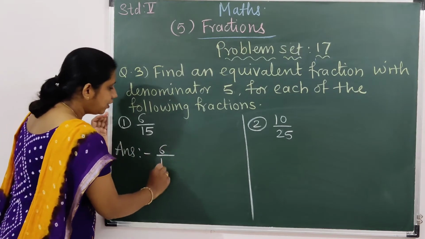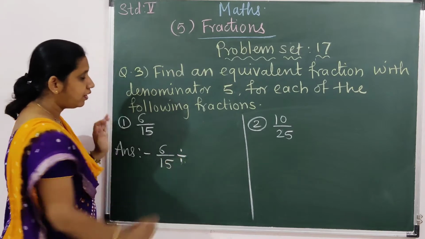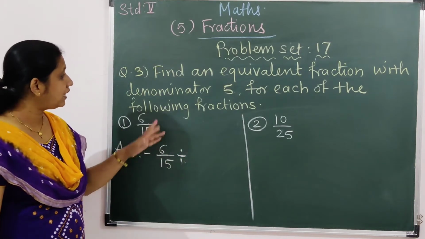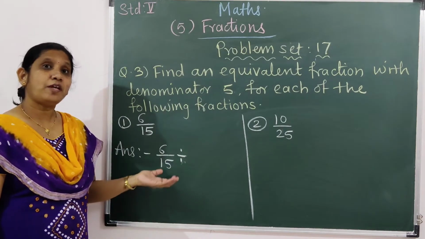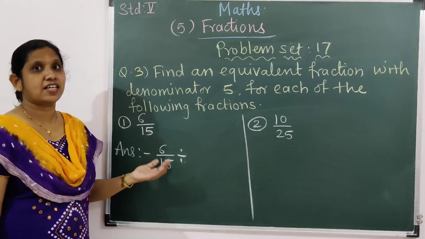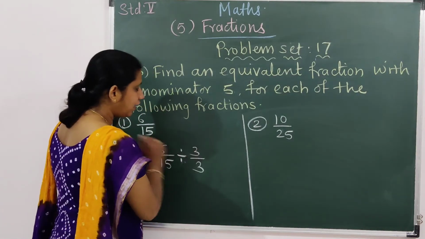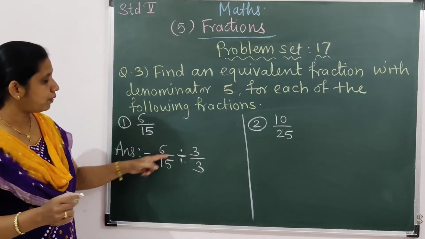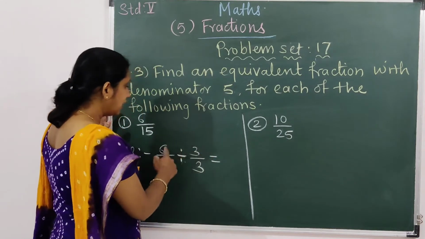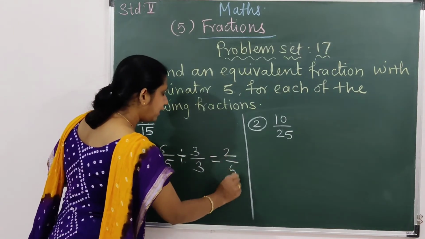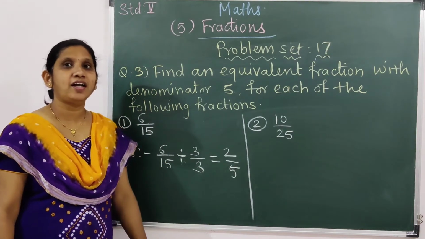In this question, we have to divide, children. Think of such a table by dividing that number, we'll get denominator 5. Okay? Then how many 5s are 15? Yes, 3 fives are 15. So divide by 3 upon 3. 6 upon 15 is divided by 3 upon 3. Answer is 3 twos are 6 and 3 fives are 15. So this is how we got the denominator 5.